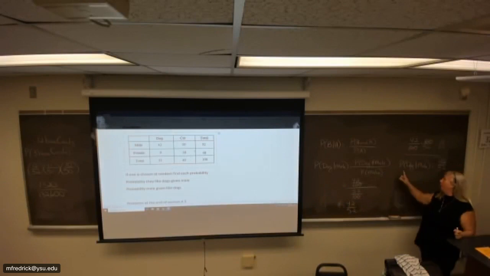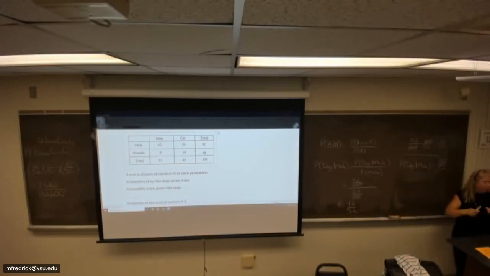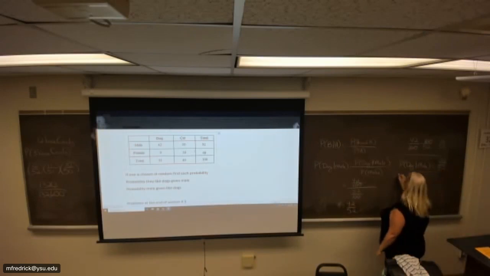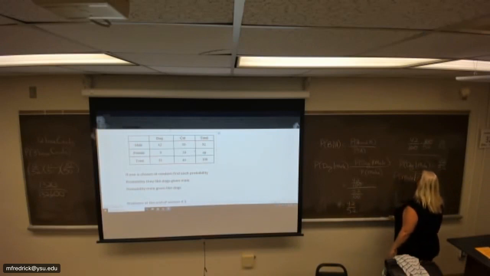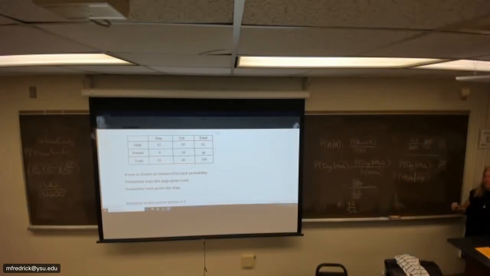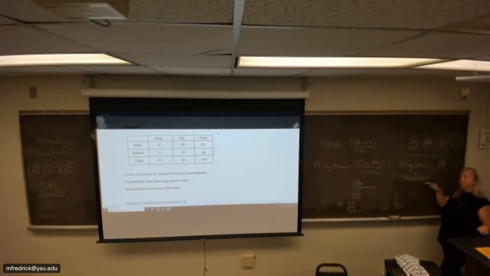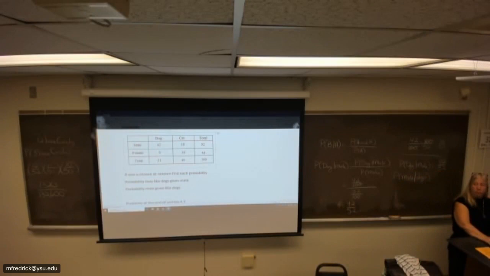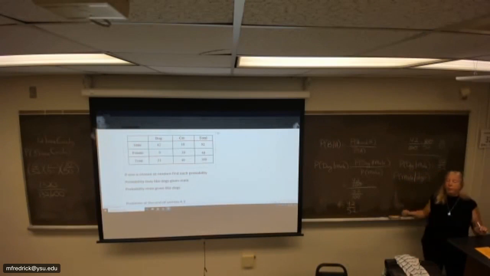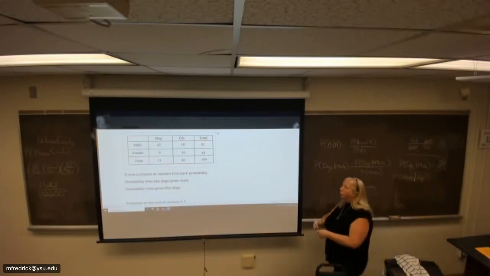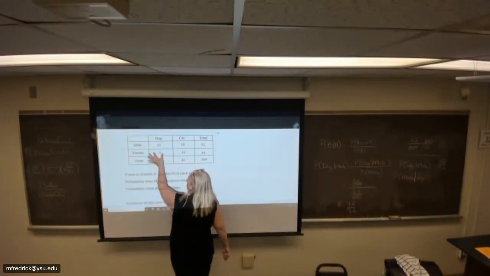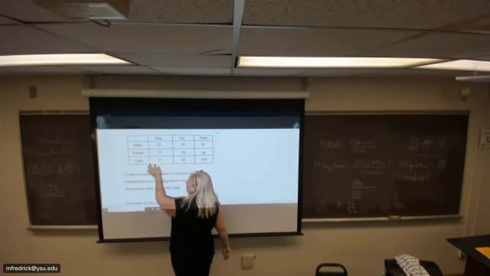Okay, so if we have the probability dog given male, what's the probability of male given they like dogs? Is it the same? No. The table changes, because we know now it's given dogs. So we're only going to use that column. Since we know the one we picked is somebody who likes dogs, we're only going to use these 51 that like dogs. See how it's changing our probability.